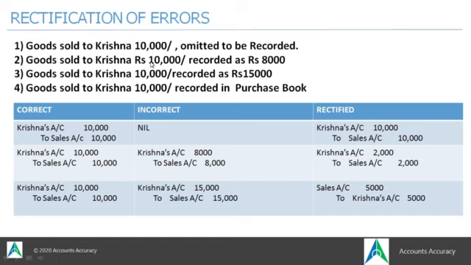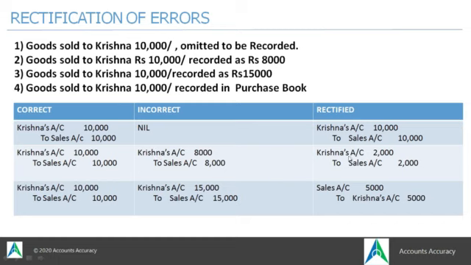For the next one, you see goods sold to Krishna 10,000 recorded as 8,000. Instead of 10,000 it has been recorded as only 8,000. So a lesser amount got recorded in your books of accounts, and for the 2,000 extra you need to do rectification. Your correct entry will be Krishna's account to sales account, 10,000, 10,000. The incorrect entry is Krishna account to sales account, only the amount differs: instead of 10,000 you have passed 8,000, 8,000.